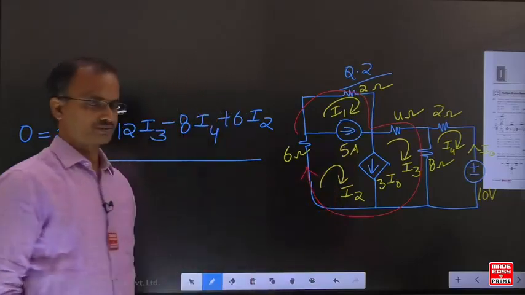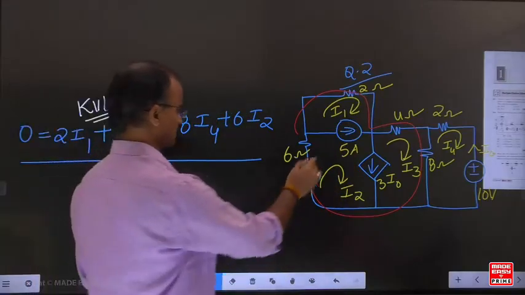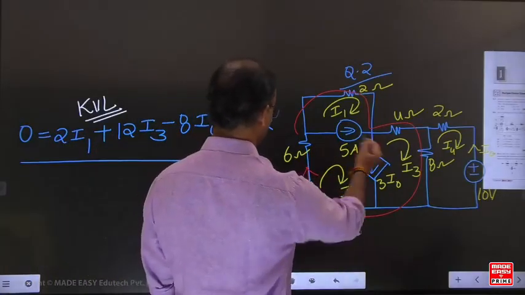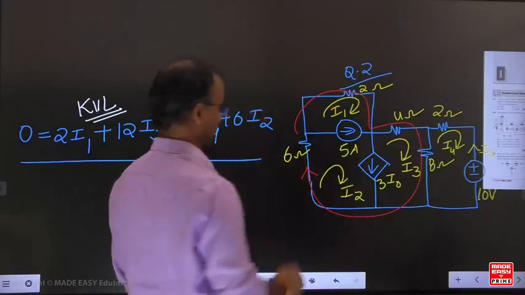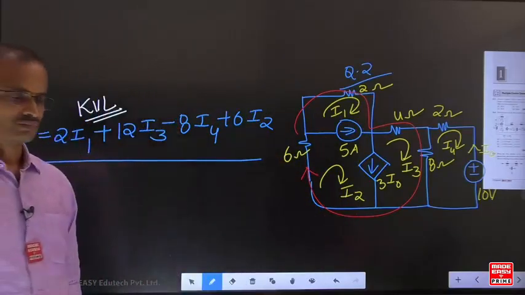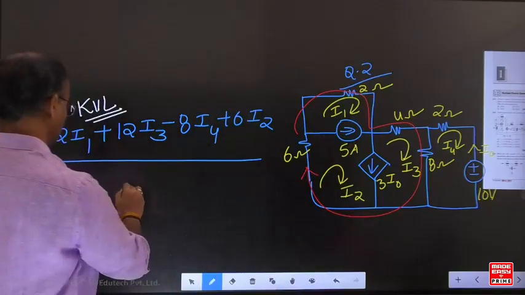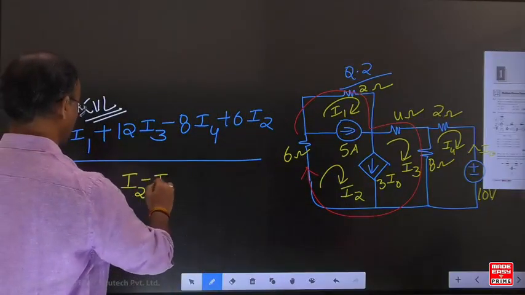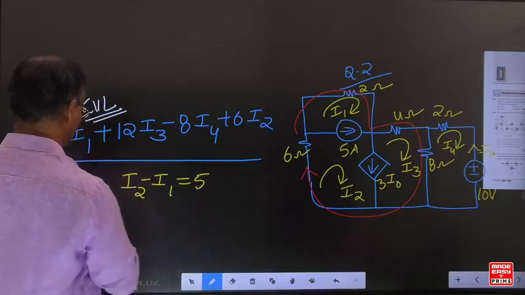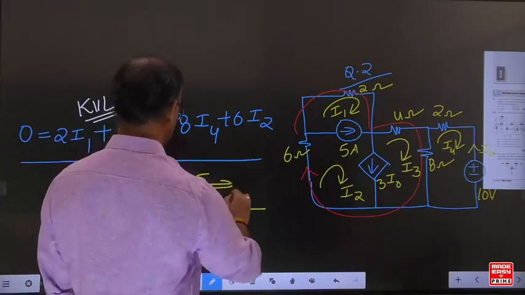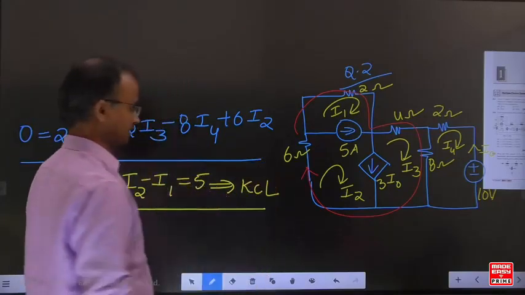Now come to the current source. Corresponding to this current source, I2 is in the forward direction and I1 is in the backward direction. Then can I write I2 minus I1? I2 minus I1 is equal to 5. Which law is this? KCL, the current relation.